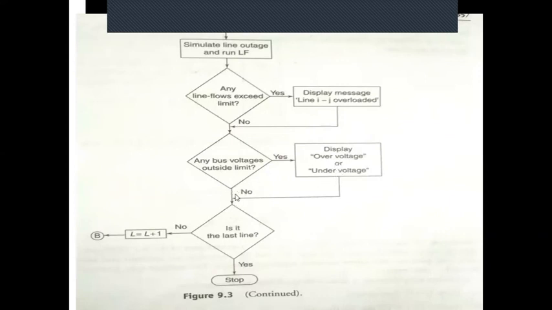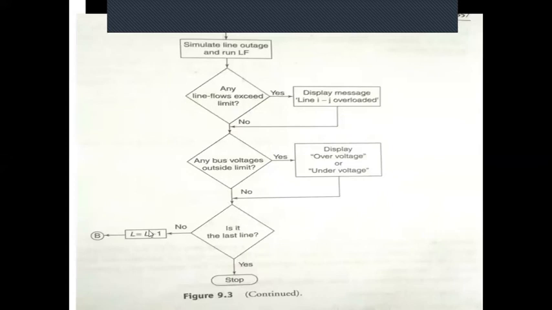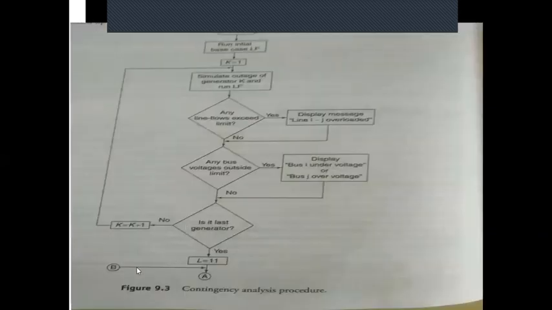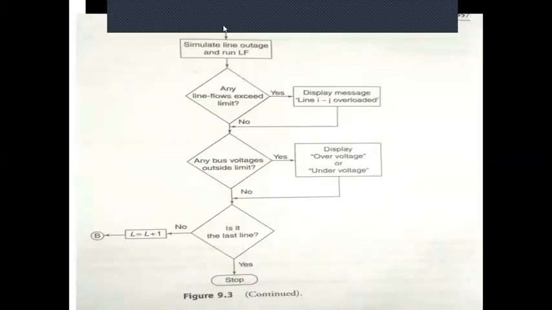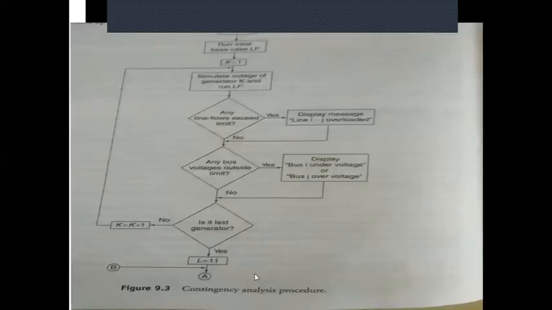If no, then is it the last line? Because like you have done earlier for generator outage, for all the transmission lines it has to be checked. If it is not the last line, increment L, that is, earlier L was 1, 1 plus 1 becomes 2, then go to B. B actually starts from here. So this will be continued till all the transmission line outages have been studied. Then finally, stop. So this is about the contingency analysis.